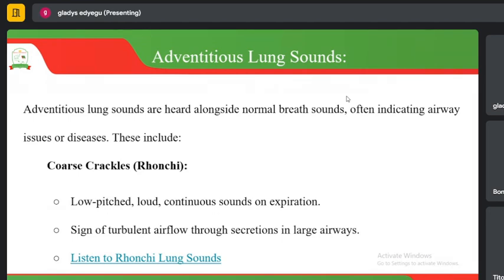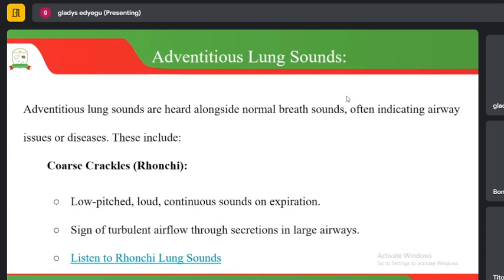All right, thank you. In this slide, we have a heading telling us adventitious lung sounds, and these are basically abnormal sounds. These sounds are heard alongside normal breath sounds, so you should be able to differentiate. When you're not able to know that this kind of sound is the abnormal one, then you may not be able to differentiate the normal one. You should be able to tell that this is an abnormal sound and this is the normal sound.